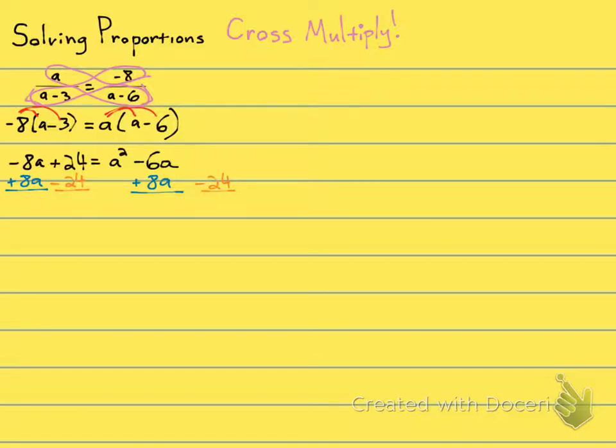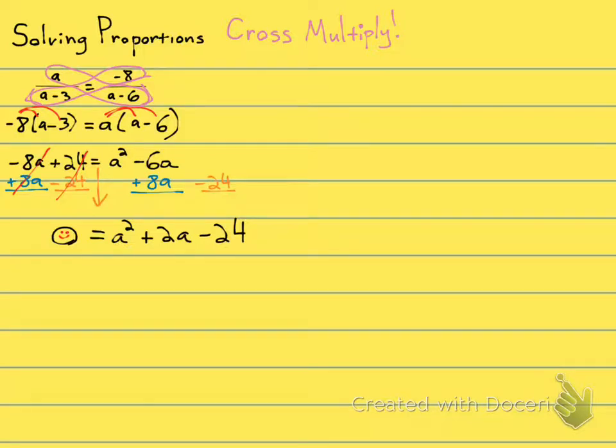Now look what happens. Negative 8a plus 8a is 0. 24 minus 24 is 0. Now the left-hand side doesn't disappear. I still need to bring down my equal sign. And on the left-hand side, I will have a 0, which is exactly what I want for a quadratic. On the right-hand side, I have a squared plus 2a minus 24.